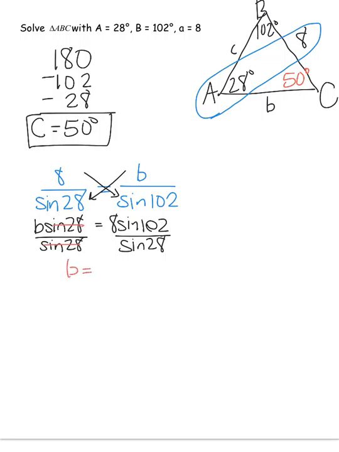And we pick up our calculator and we type 8 sine 102. Oops. I accidentally hit the wrong number. Okay, let me just start over. 8 sine 102 equals, divided by sine 28, 16.668.